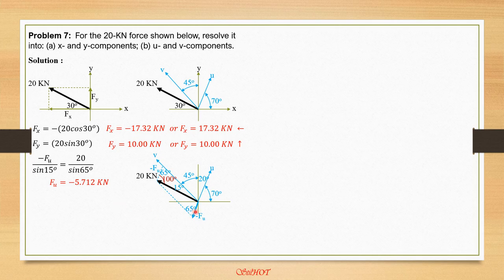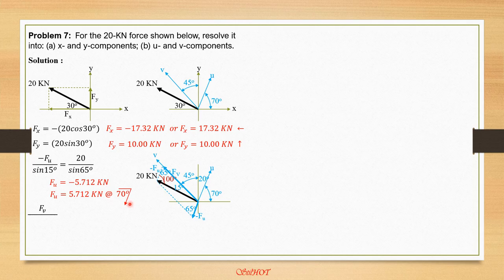Then Fv is this component here. So it is positive in the direction of the v axis. Or you may say Fu is 5.712 kilonewtons, and it is directed in the opposite direction of u, which makes an angle of 70 degrees from the horizontal, because if you extend this u here negatively, the measure of the angle that negative Fu makes with the x-axis is also 70 degrees. So that's 70 degrees.